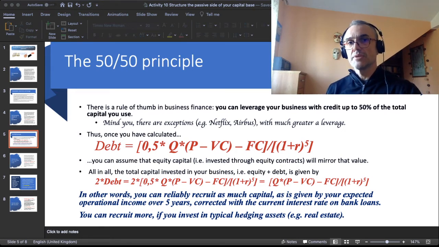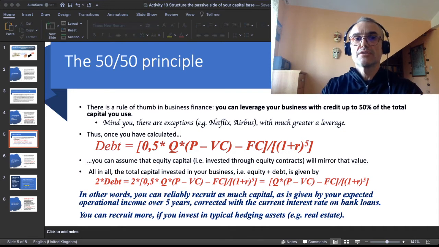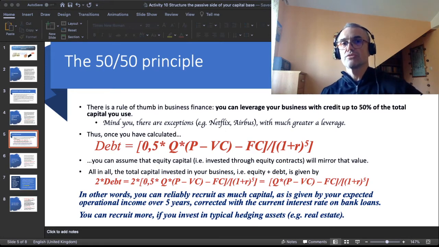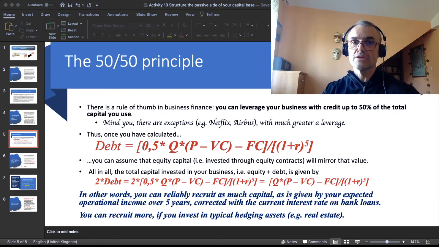you can assume that equity capital will mirror, or will be equal to, that value of debt. So you multiply the debt by 2 to calculate the total capital you can have in your business. And as you multiply by 2 a value which is computed with a 0.5, you naturally kick both the 0.5 and the 2 out of the equation and you land with that. So in other words, you can reliably recruit for your operations as much capital as is given by your expected operational income over 5 years, corrected with the current interest rate on bank loans.